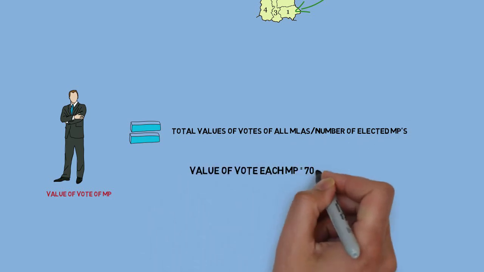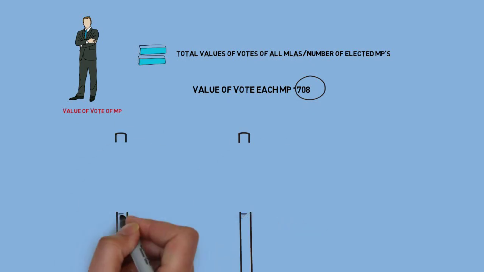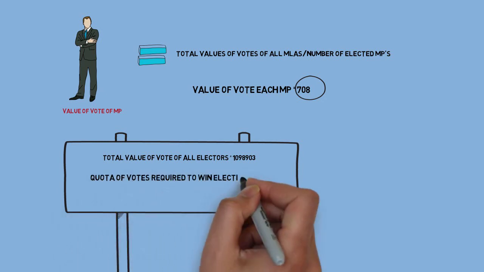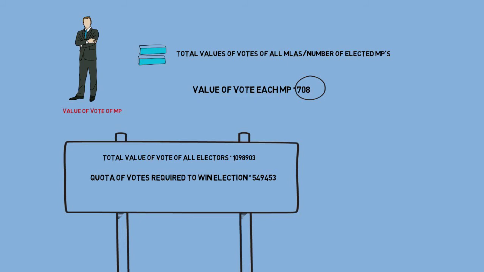For the current presidential election, the total value of the vote of all electors is 10,98,903, and the quota required to win the election is half of this number plus 1. That comes out as 5,49,453. Next, let's see how the voting is done, which is very interesting.